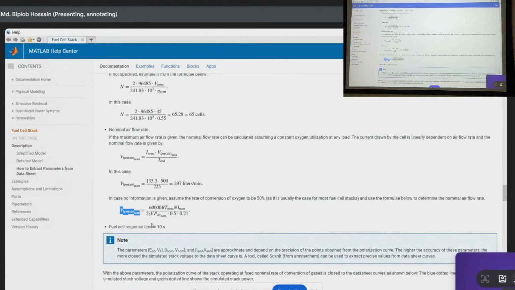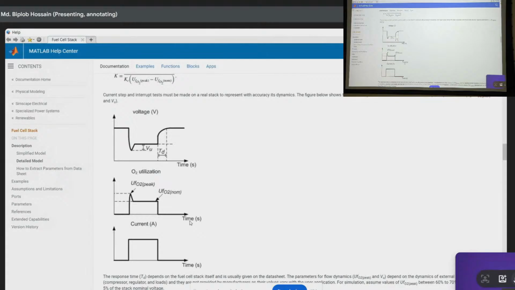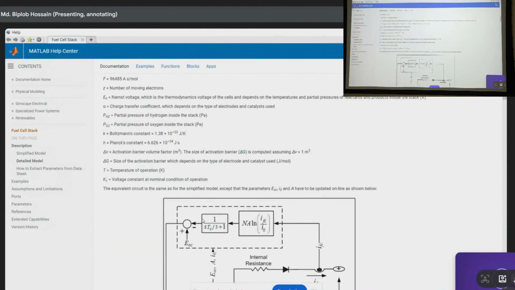Fuel flow rate. If a specific amount of current needs to be supplied across a load, then based on this requirement we need to supply the required flow rate for either hydrogen or air, that means oxygen. We can define these using these equations. So these are the basics about the built-in fuel cell stack provided by MATLAB.